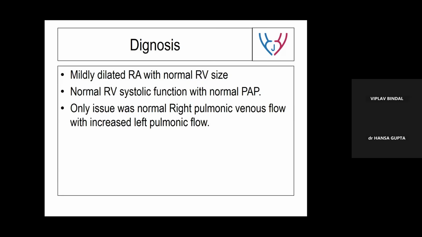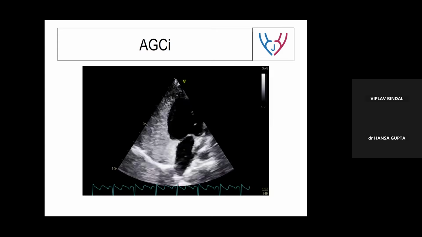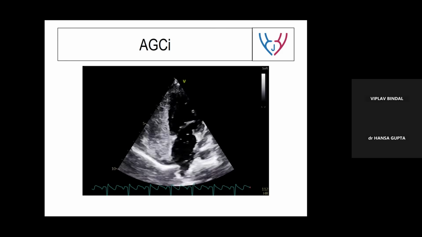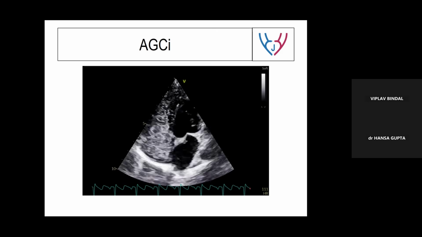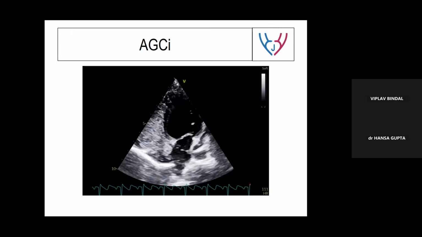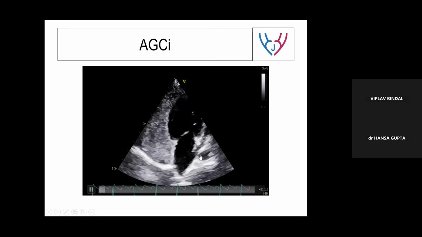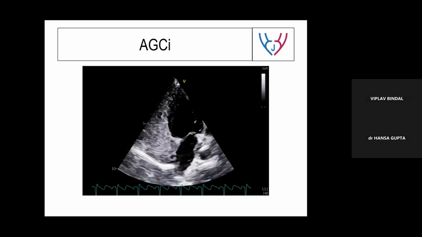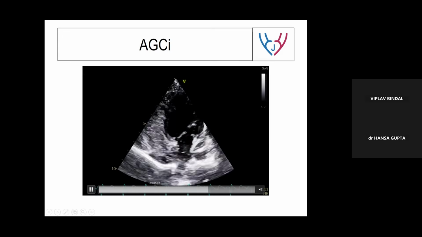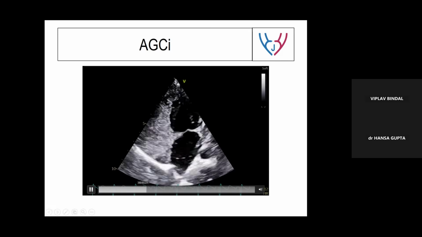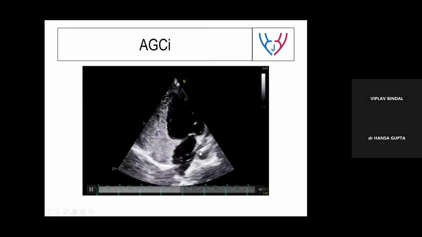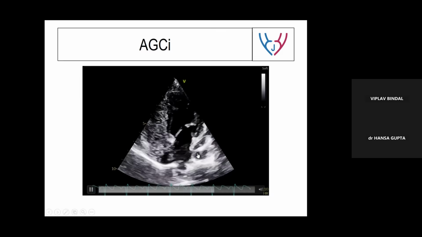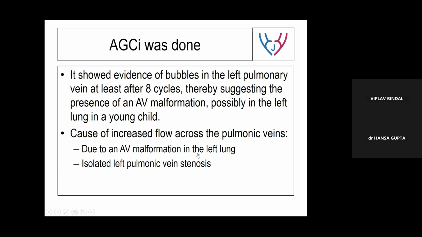Well, what we did was agitated contrast saline echo. Now you could see bubbles coming from where? The bubbles are coming from the left pulmonic veins. If you look carefully, I can't give you a very good picture than this. Look, the direction of the bubbles. I'll try to stop it somewhere in between. Look, the bubbles are coming from the left pulmonic veins. Well, it's quite clear, there's something, an AV malformation or shunt in the left lung.